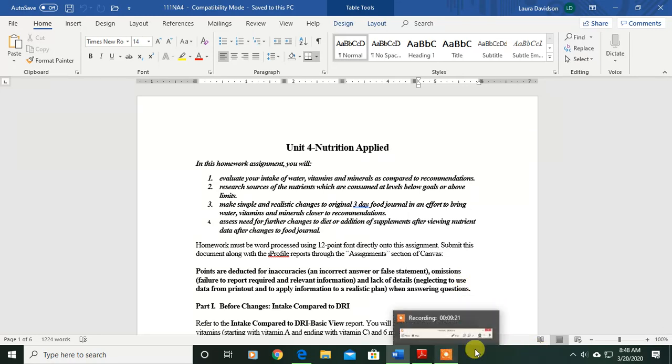Take care. Last point before we take care, you're going to submit 2 report files with this, the before changes and the after changes.